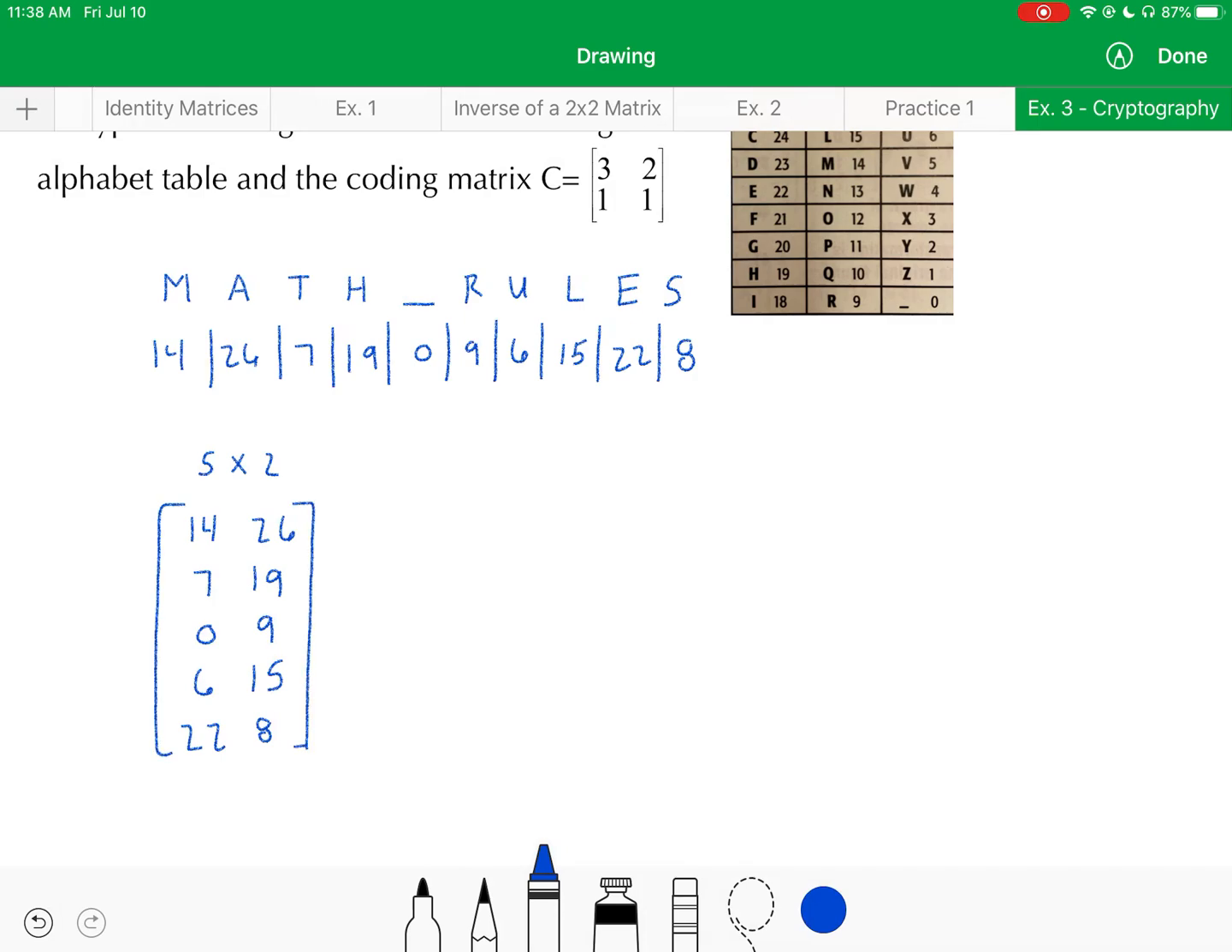All right, now what we're going to do is multiply this by the coding matrix. And based on the dimensions here, we need to put the coding matrix second in order for the product to be defined. Now this coding matrix can have whatever elements you want it to have. We've just simply chosen 3, 2, 1, and 1. All right, now 5 by 2 multiplied by a 2 by 2 is going to result in a 5 by 2.